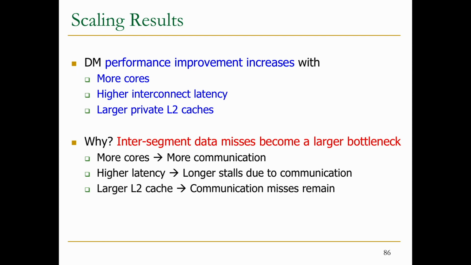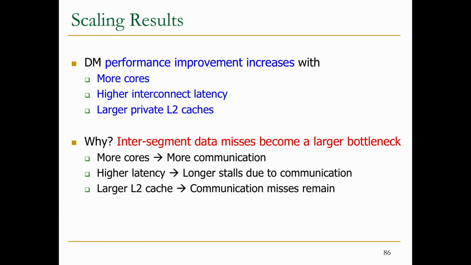Basically, inter-segment data misses become a larger bottleneck with all of these. Why? When you get more cores, you get more communication. And fundamentally, these inter-segment data cache misses are really communication misses. You cannot have a larger cache and cache these misses, right? Because they're caused by communication between different cores. Fundamentally, it's not a locality miss. It's really a communication miss. So more cores lead to more communication. If you have higher interconnect latency, you get longer stalls due to communication, so a more effective prefetching mechanism will lead to better performance improvement.